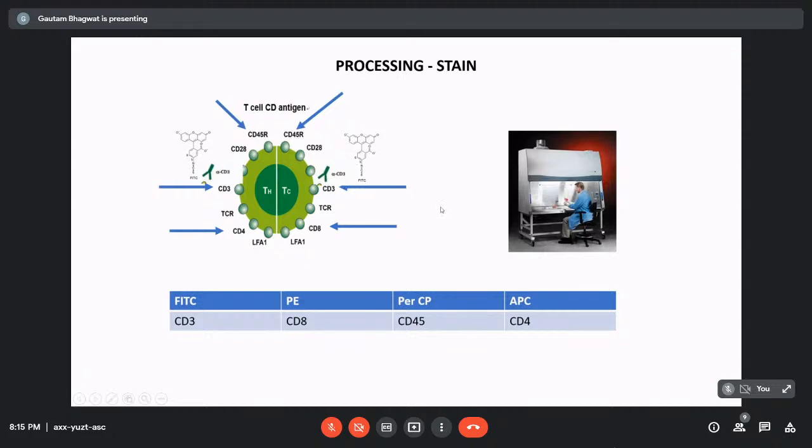If I do it in light, they might get excited and then they would lose some energy and emit light, which I don't want before it goes into a flow cytometer. So therefore most of the process we do in the dark.